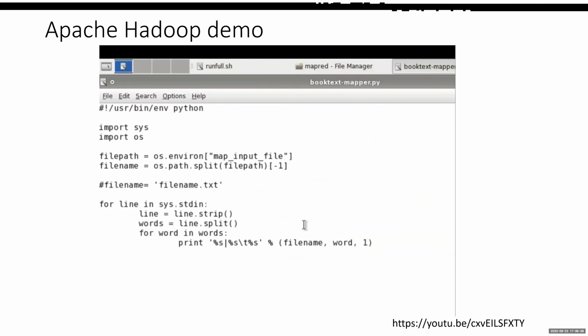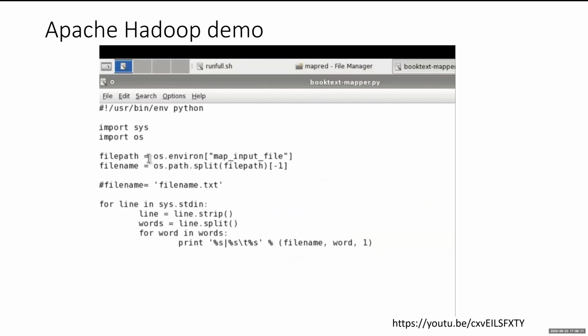So here's book text mapper. All this is going to do is ask the environment, what file am I working on? Because it needs to know that. And then for every line in the file it's been given to work on, it's going to strip out spaces at the end, split the line into a list of words, and then for every word in that list it's going to print a line. Here's the file name that I'm working on, here's the word that I just saw, and then it's just hard-coded as 1. The mapper doesn't try to summarize how many times the word occurs, it just creates the detail leaf data that then the reducer will summarize.